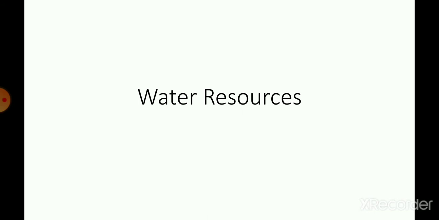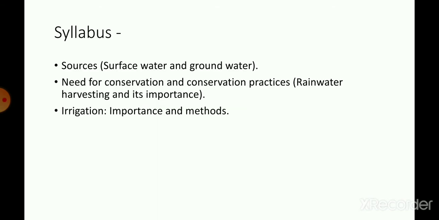Okay, let's begin. The name of the chapter is Water Resources. In this chapter, we are going to study about the sources of water. There are just two sources, surface water and groundwater. Next, we are going to study about need for conservation of water and water conservation methods. In water conservation methods, we are just going to study about rainwater harvesting. Next, we are going to study about irrigation. In irrigation, just about importance of irrigation and methods of irrigation is more than enough. Okay, let's begin.